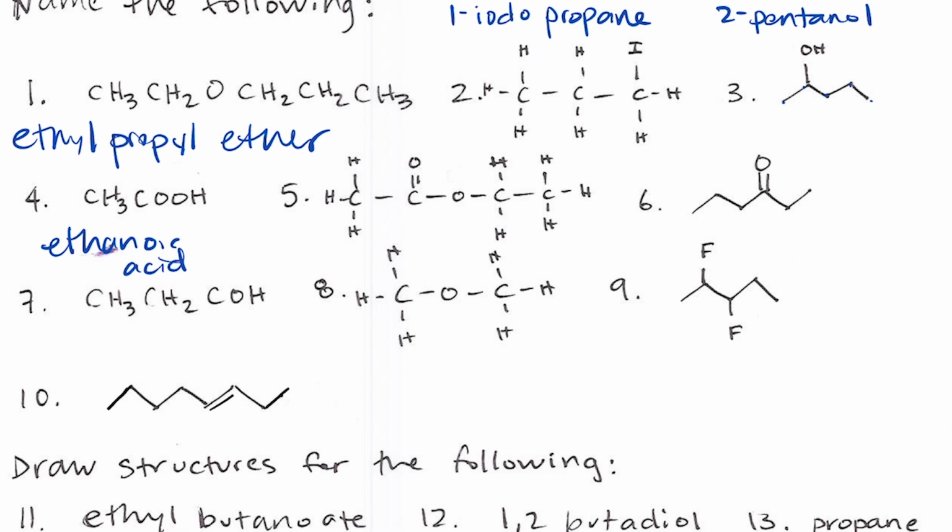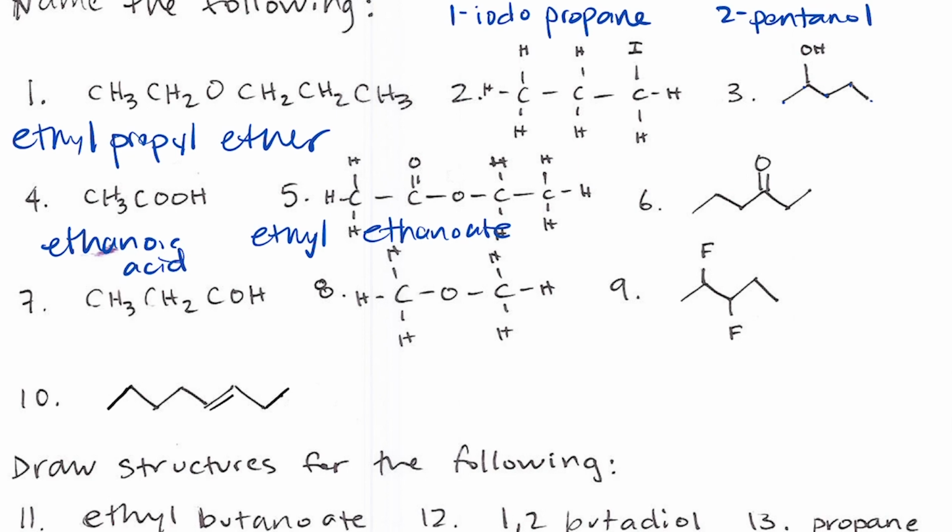Next, number 5, we've got an ester, and esters you name right to left. So the right side has 2 carbons, so does the left side. But let's start with the right side. That would be ethyl for the right side, and then for the left side, it would be also 2 carbons and use the oate ending, so ethanoate.